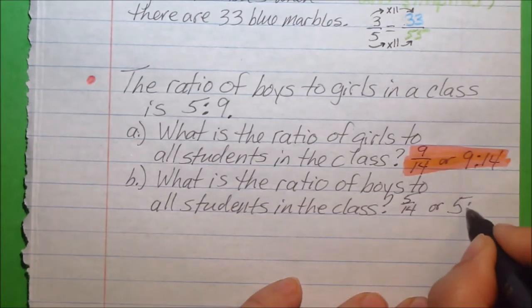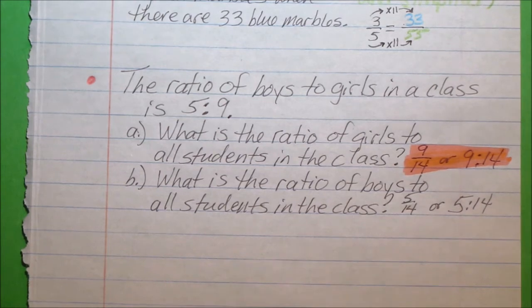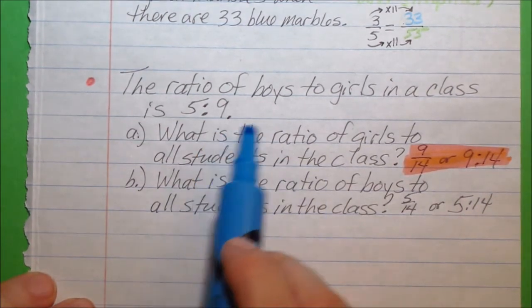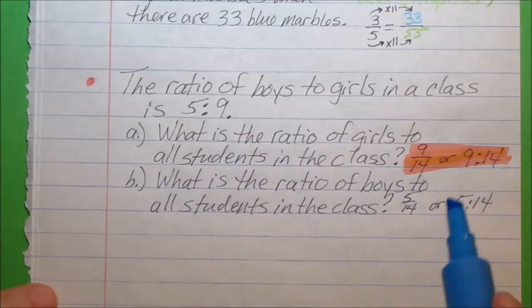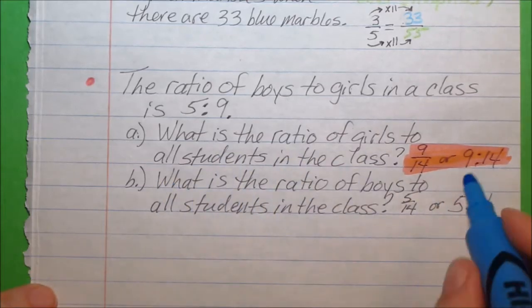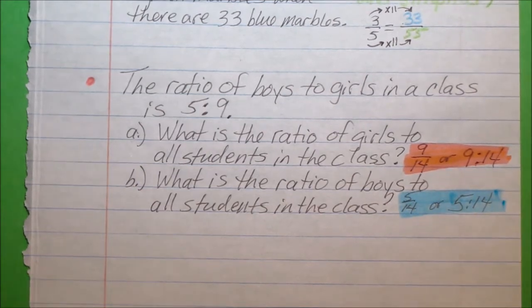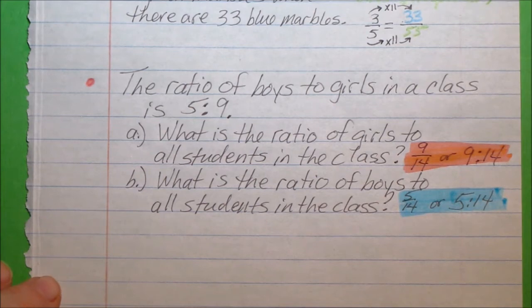5 to 14. All right? So that's the 2 different ratios that we could talk about. We already knew what the ratio was for boys to girls, so now we talked about the ratio of girls to all the students in the class and the ratio of boys to all the students in the class. Okay?